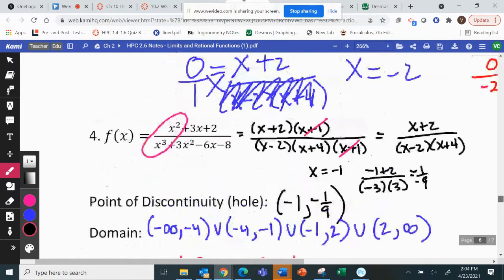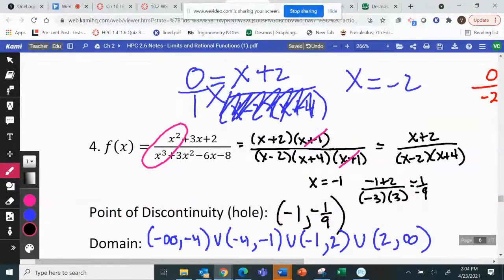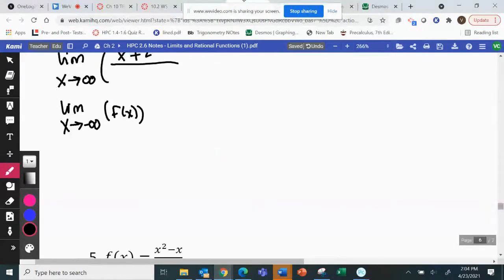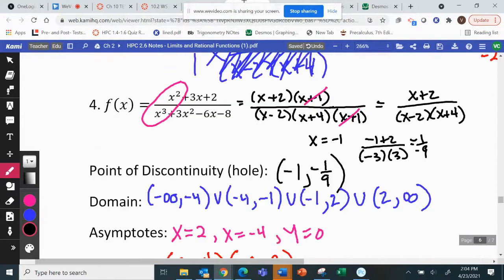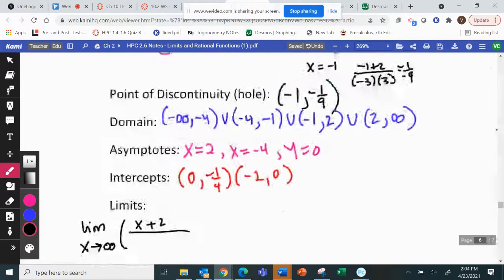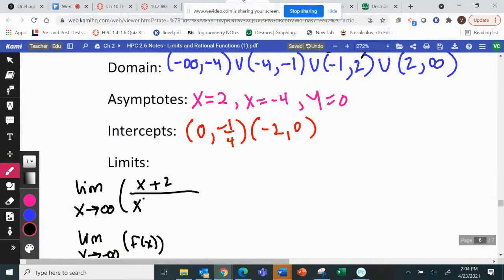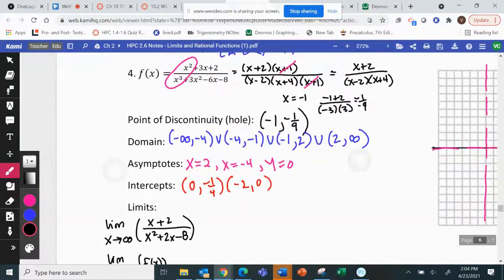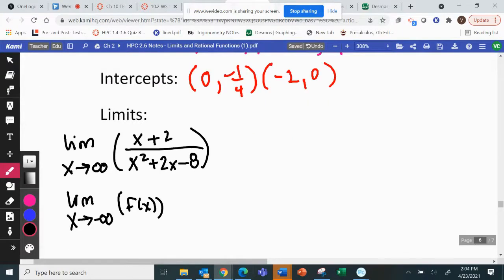I am using the simplified equation, but I'm going to take the denominator and multiply it back together. So I'm going to have x squared plus 2x minus 8, because it's easier for me to do it when it's multiplied together. Wait, now I forgot which one it was. Was it plus 2 or minus 2? Plus 2, okay. So this is the kind where I'm going to multiply everything by 1 over x squared.